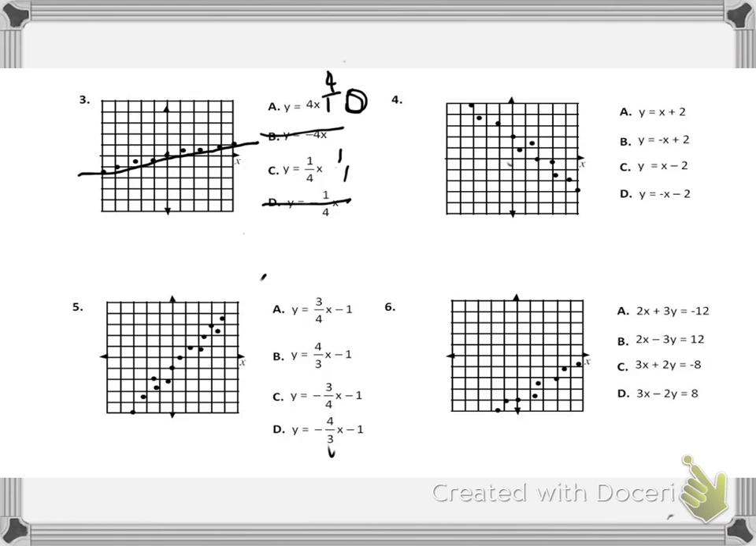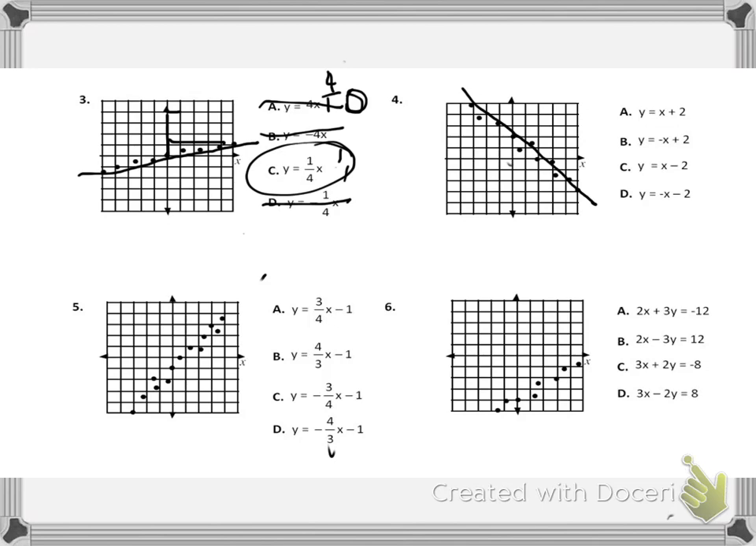So if I use 4 over 1, that's up 1, 2, 3, 4 to the right 1. There is no way that that can be the slope. This can't be it. It's got to be up 1 to the right 4. So you just got to eliminate some of your answer choices to answer some of these questions. Eliminating is the best way to answer these.